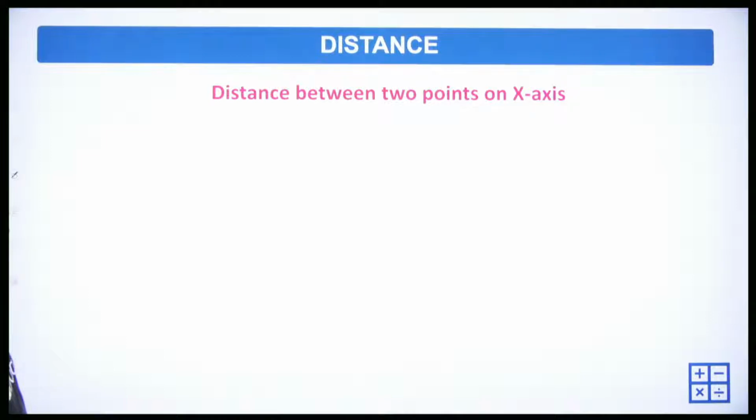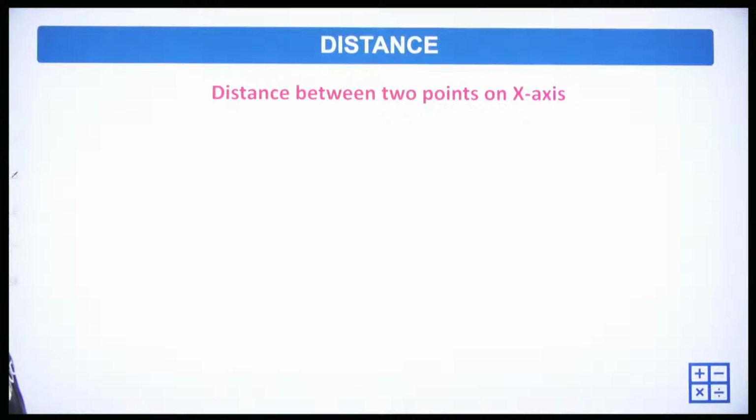Minus 2 comma 0 and 1 comma 0. So we can say that minus 2 and 1, the difference between these 2, minus 2 minus 1, or x2 minus x1 or x1 minus x2, will give you minus 3. But we should not say distance as negative. So modulus of minus 3 will give you plus 3 units, whatever it is. It may be centimeters, it may be meters, depending on the question.